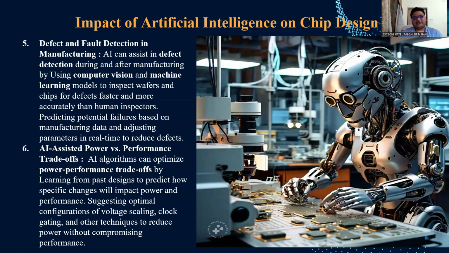Generally, when manufacturing chips, there is a high chance of faults in the manufacturing process. So AI can assist in defect detection during manufacturing or after it is made by using computer vision and machine learning models to inspect wafers and chips for defects faster and more accurately than human inspectors, predicting potential failures based on manufacturing data and adjusting the parameters in real time to reduce defects.